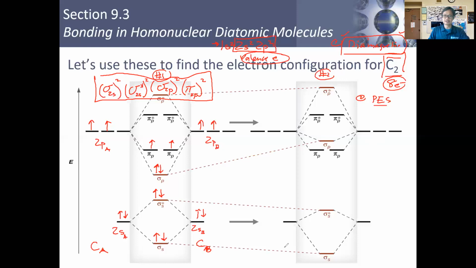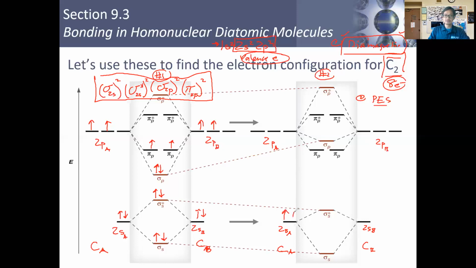This is going to be carbon A, and this is going to be carbon B. So let's fill it in here. This is going to be the 2s orbital for A, 2s orbital for B, and the 2p orbital for A and the 2p orbital for B. All right, let's start filling in the valence electrons here.